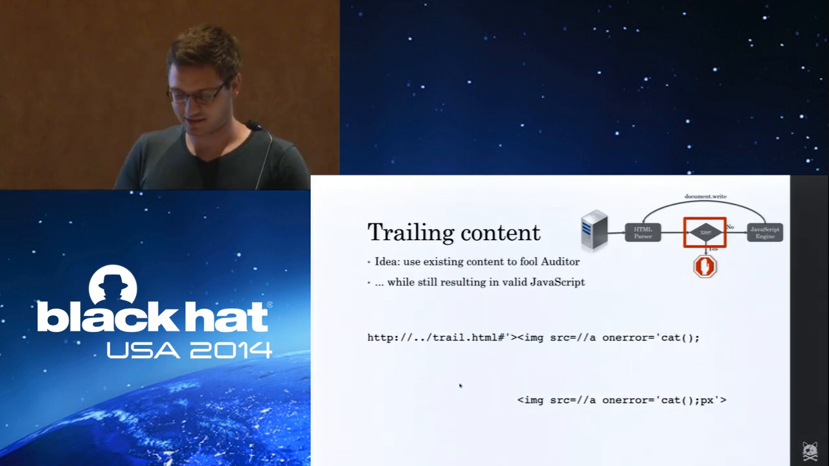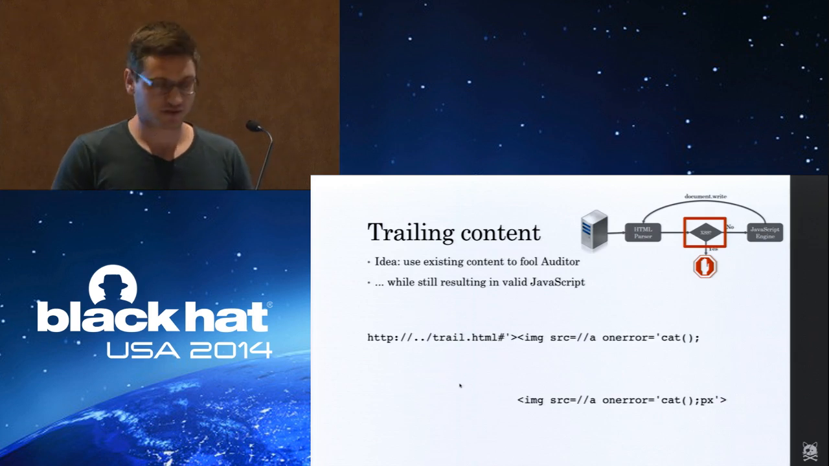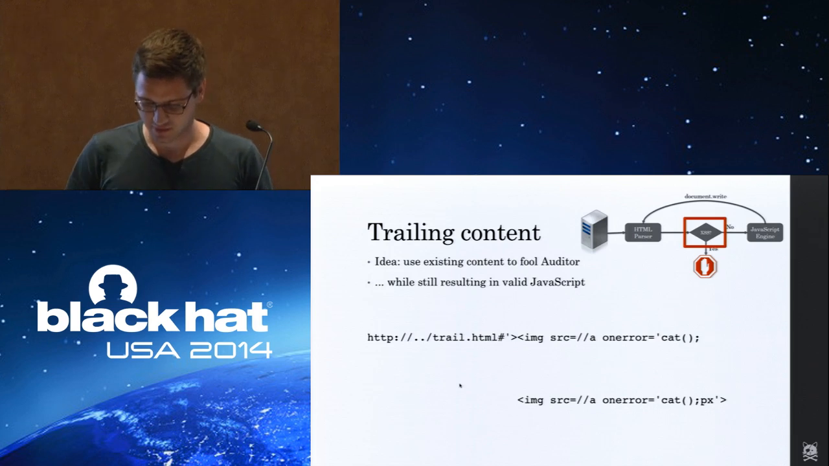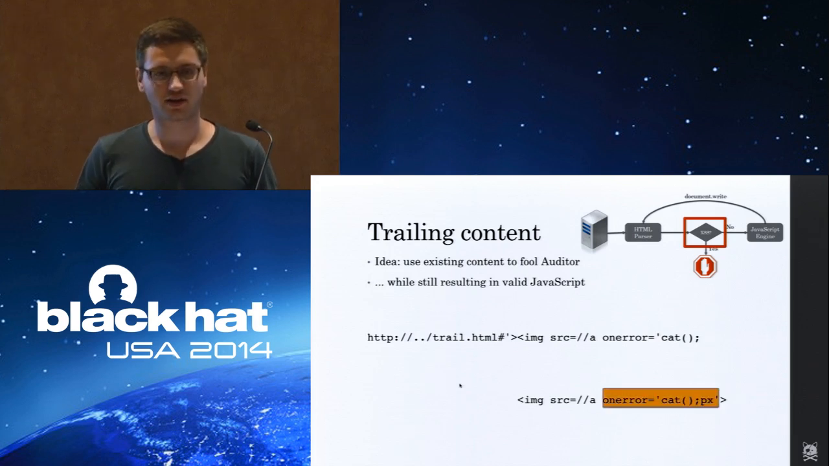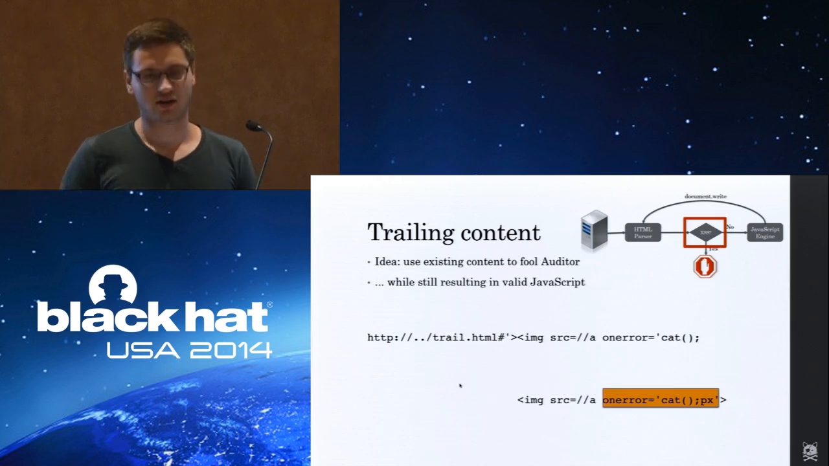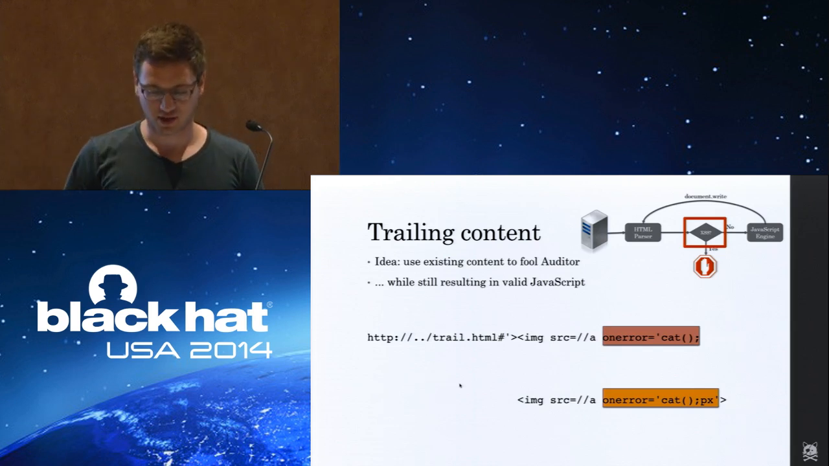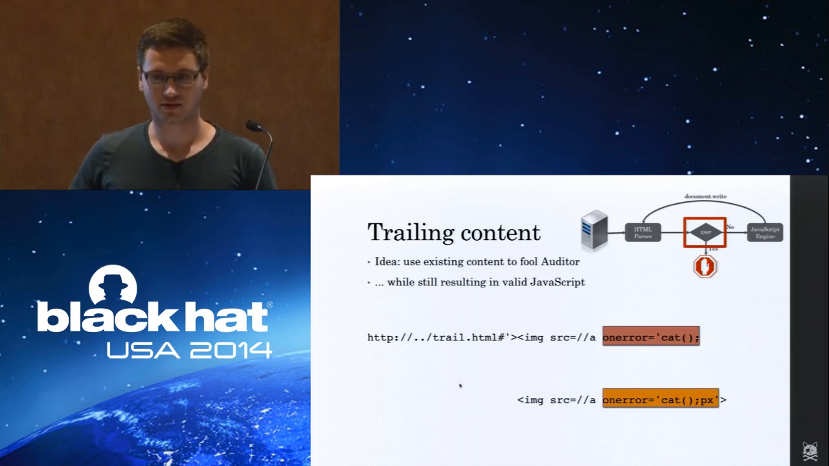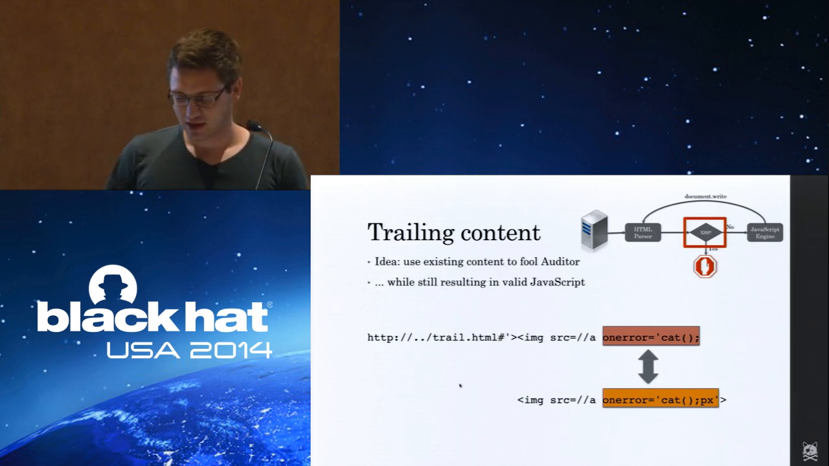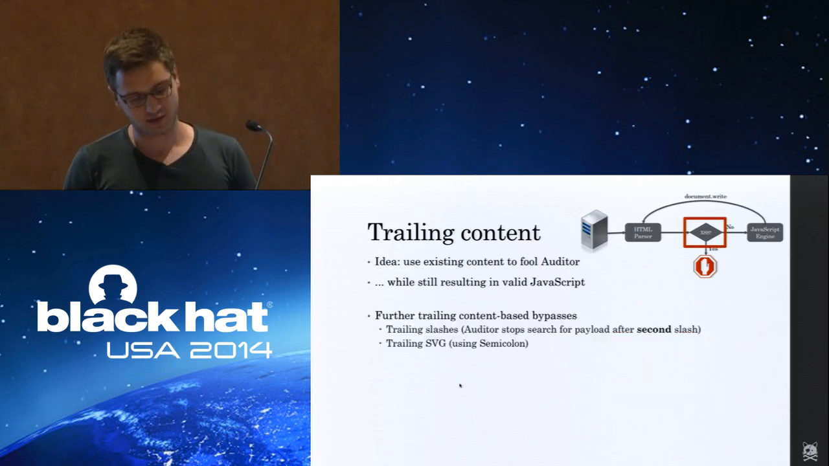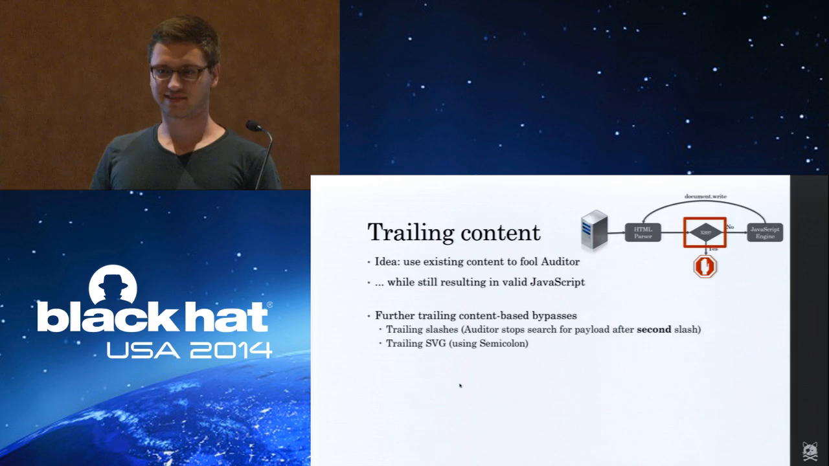So again, let's briefly recap. This is what's actually happening. We have this image source down here, and the auditor now finds an onerror handler. It looks for the onerror handler, both the name and the value, in the complete URL. Tough luck, px is not contained in the URL, so in this case we can bypass the auditor. Similar to that, there is a class we call trailing slash.